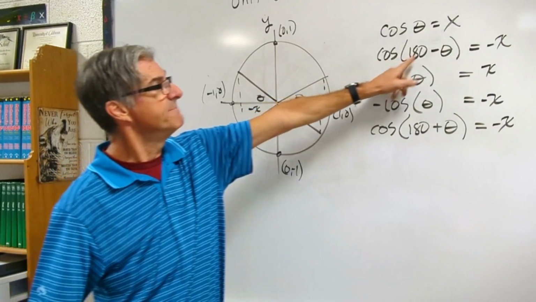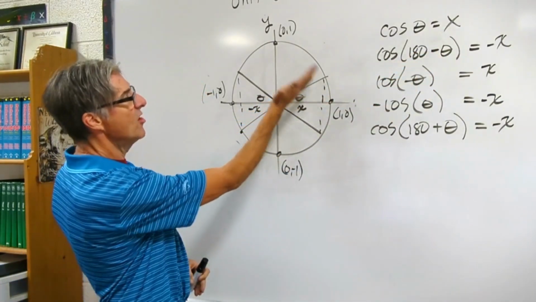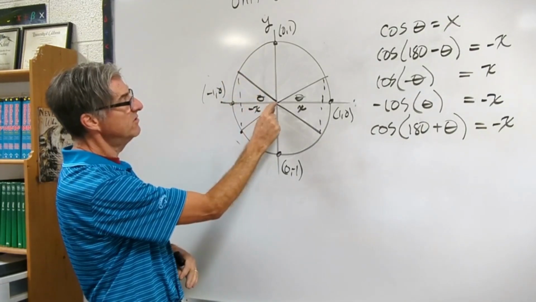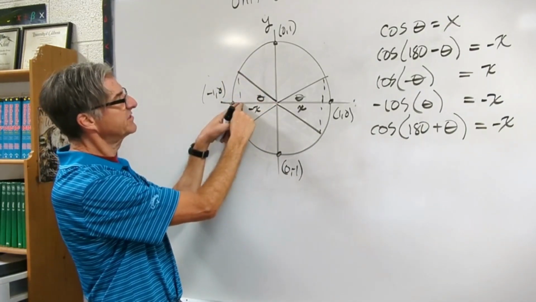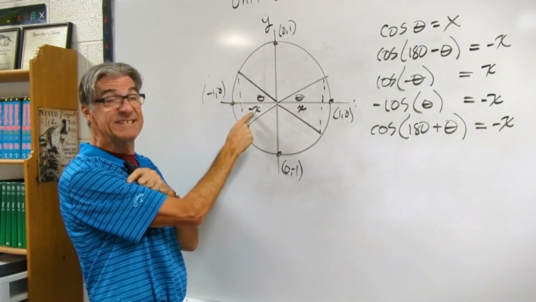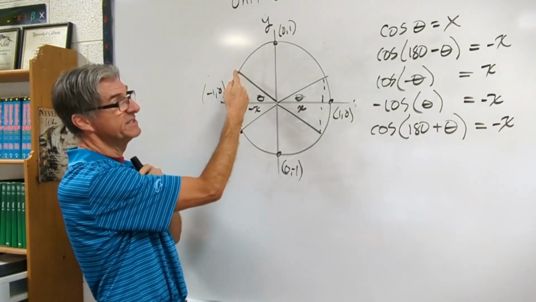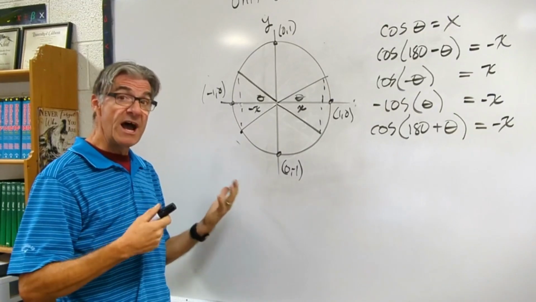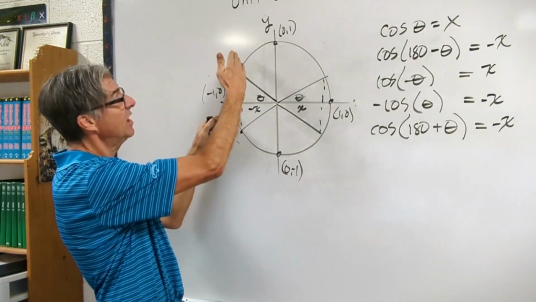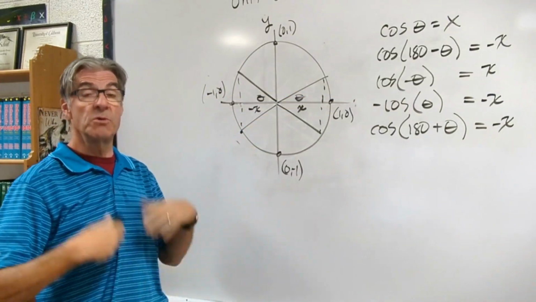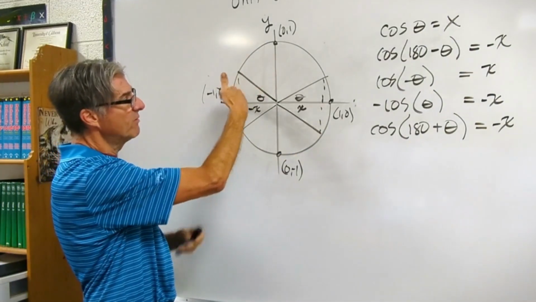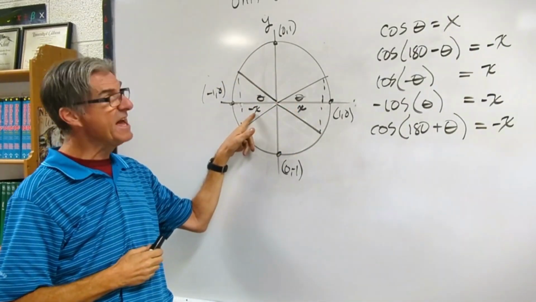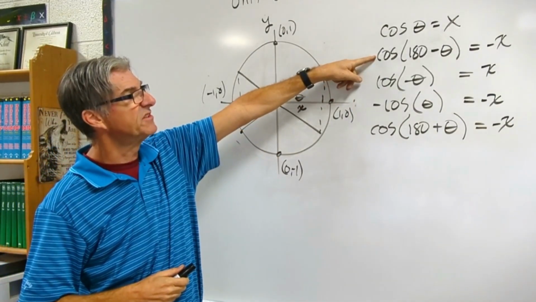So cosine of 180 minus theta is, we've come all the way around 180 and then we're going back theta. And so now we are here on the x-axis. So we're at minus x for cosine 180 minus theta. Now you remember with sine, we were still at y. We didn't change the sign of it because we're still up above the x-axis. But with cosine, we've come all the way around and we're on the negative side of the x-axis. So that's why we're at negative x for cosine 180 minus theta.